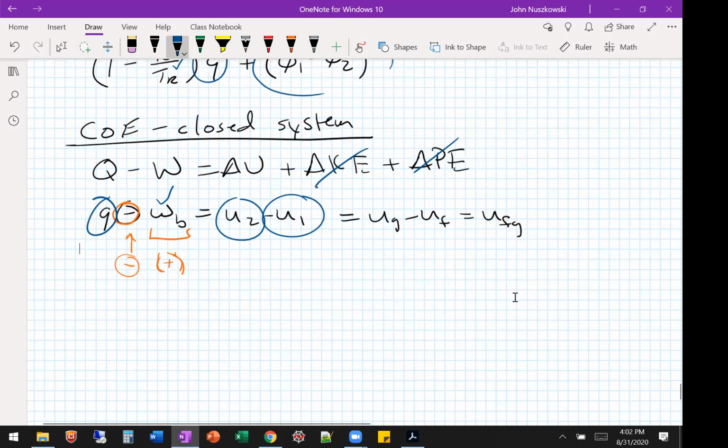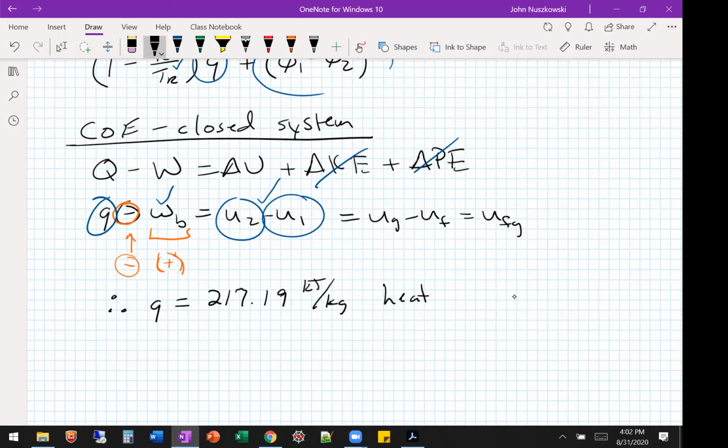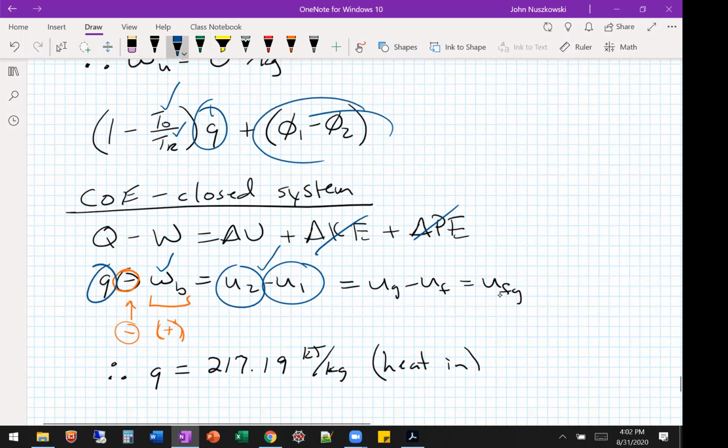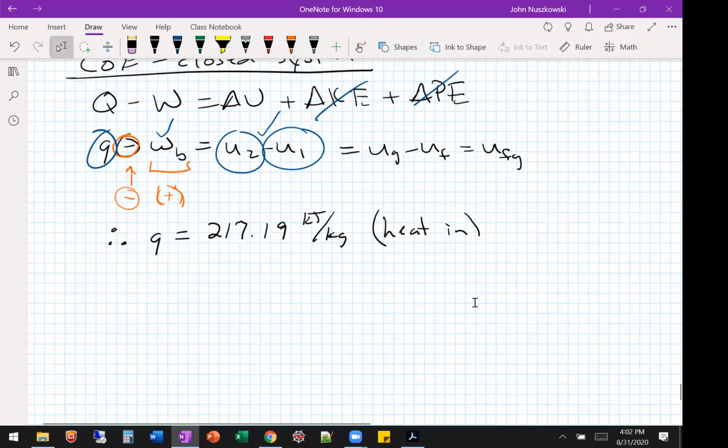All right, so now we have basically U2 minus U1. We didn't have to get individual ones. We have UFG. So we get heat equal to 217.19 kilojoules per kilogram, and that's heat in. Okay, it ends up being positive. All right, so then we just need the change in non-flow exergy.